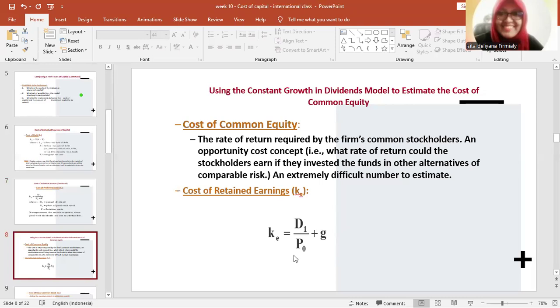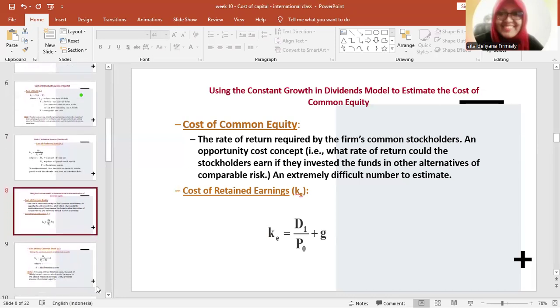Here, for the cost of retained earnings, the formula is like this: the dividend at the end of year one divided by the price of the stock, plus the growth of the stock itself.